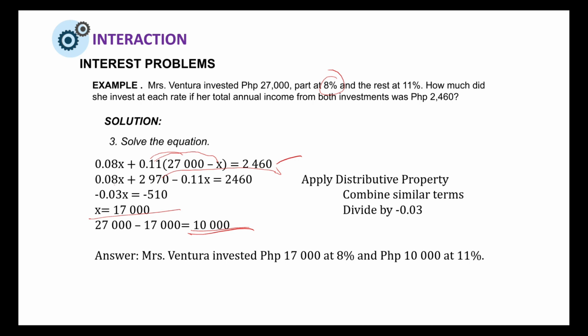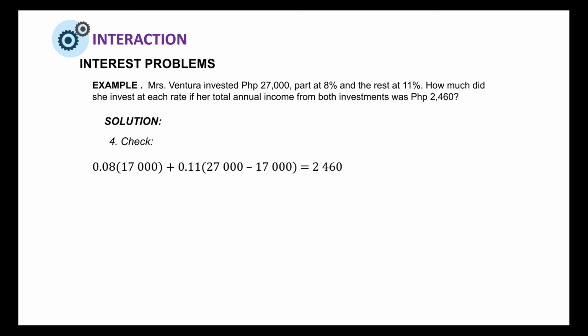And of course, the last step, we should check our answer. A while back, if you add those, it should be equal to 2,460. That's the total interest. So we have 0.08 times 17,000 is equal to 1,360. And then 27,000 minus 17,000 is 10,000. Multiply that by 0.11. So we have now an equation of 1,360 plus 1,100.